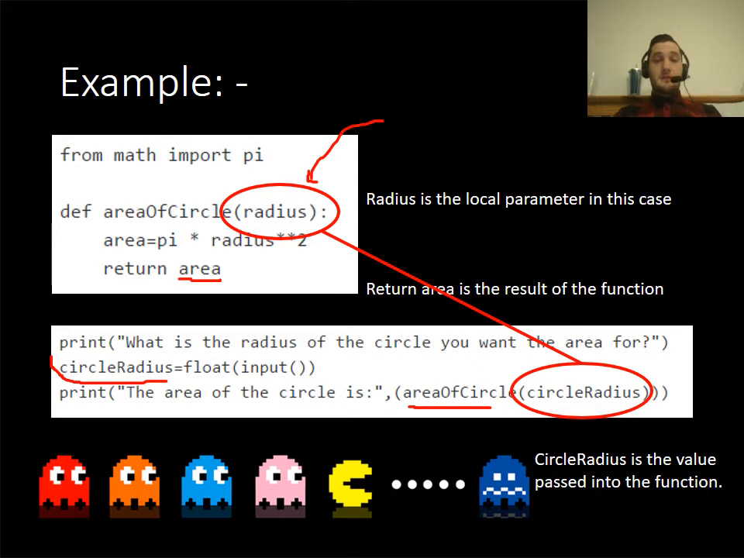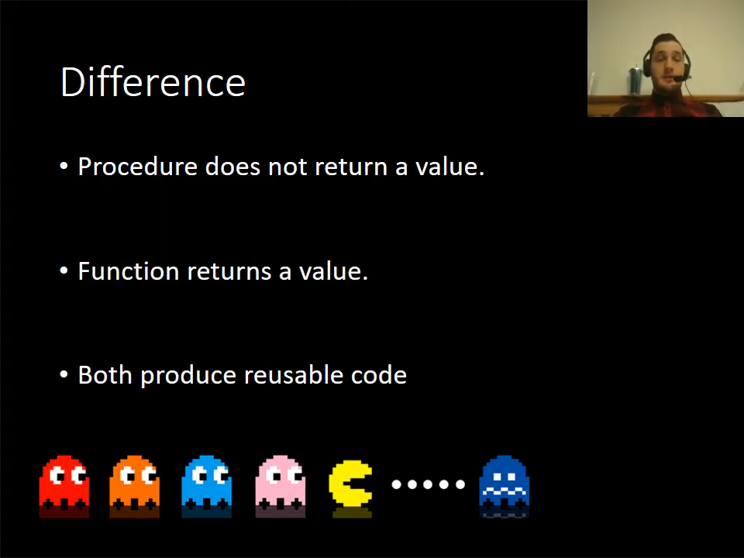So remember, functions can take in parameters and they also return values. The difference between a procedure and a function is that a function returns a value, a procedure does not. It's just a simple number of lines of code that you can reuse. But remember, they both share the same thing in that they can be reused over and over and over.